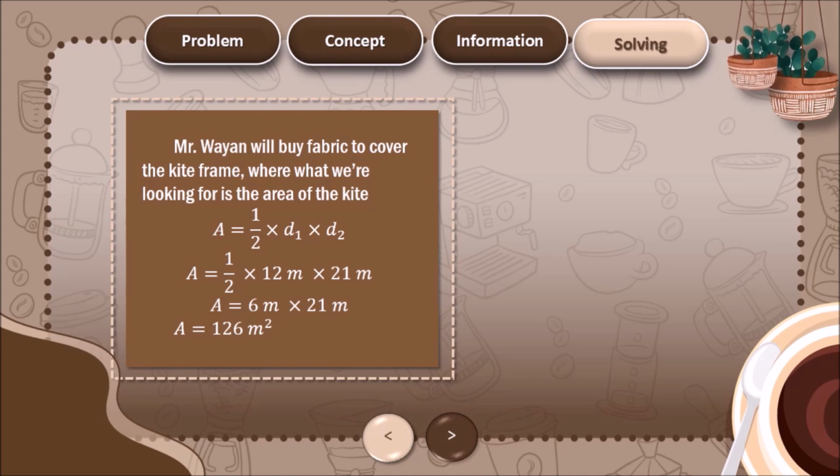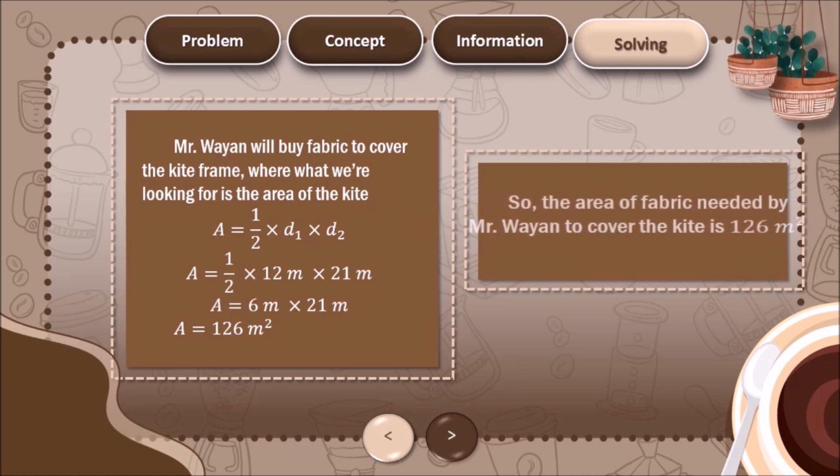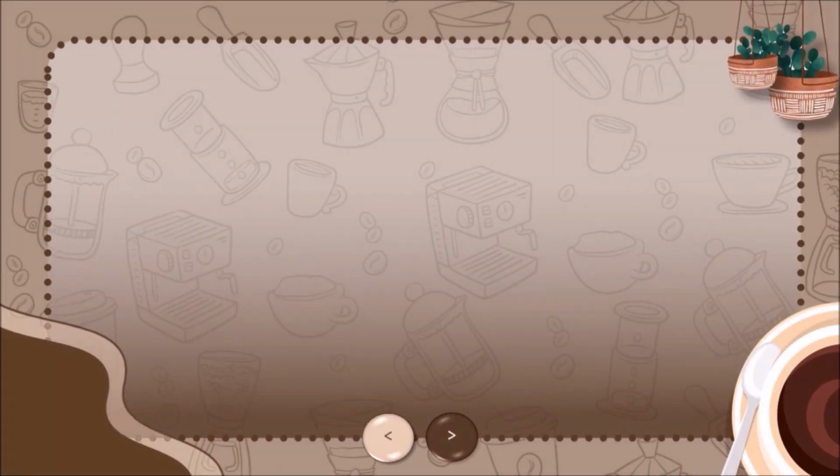A half of 12 is 6. So we have A is equal to 6 times 21. 6 times 21 is 126. So the area is 126 square meters. So the area of fabric needed by Mr. Wayan to cover the kite is 126 square meters. Hopefully, this video is useful and can add to your insight regarding plane figures, especially kite.